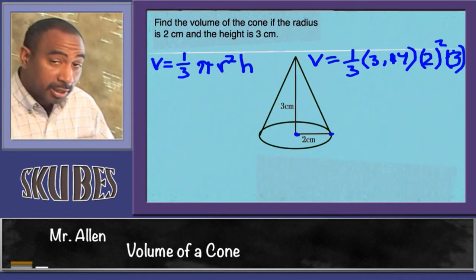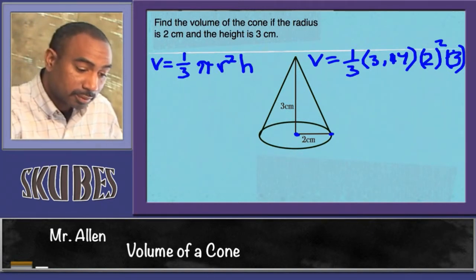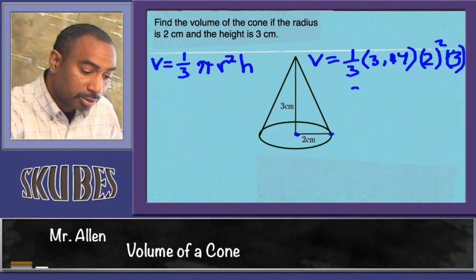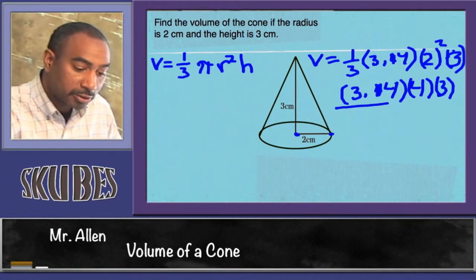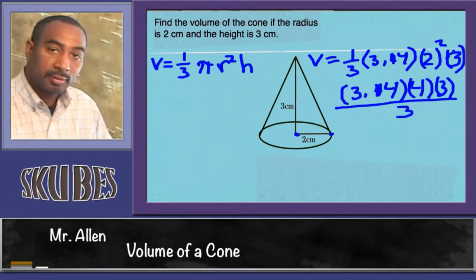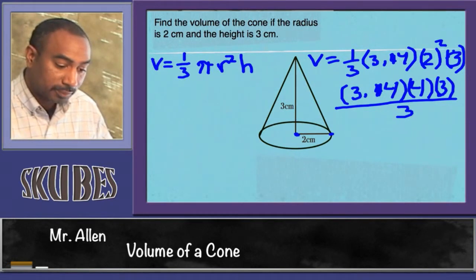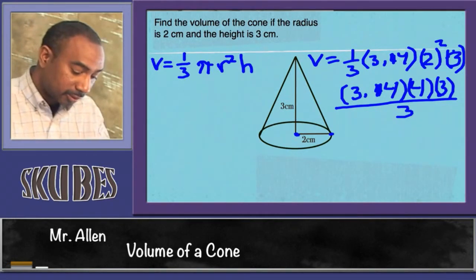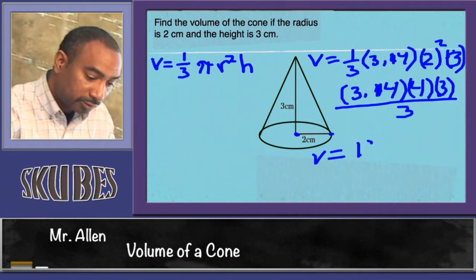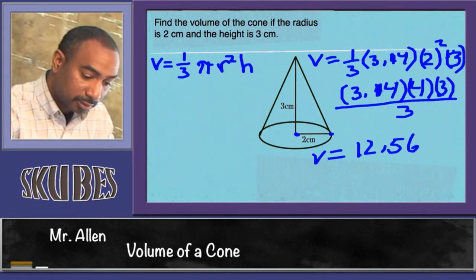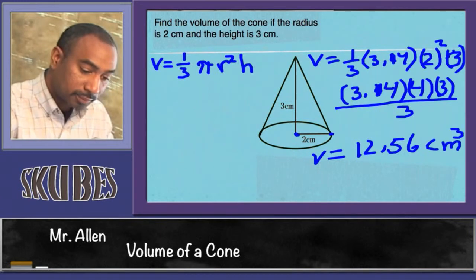Okay, remember to do the exponents first when you simplify this. So you get 3.14 times 4 times 3. And we're dividing all this by 3 because you have to multiply that by 1/3. When you simplify this, you'll get the volume to be 12.56 cubic centimeters.